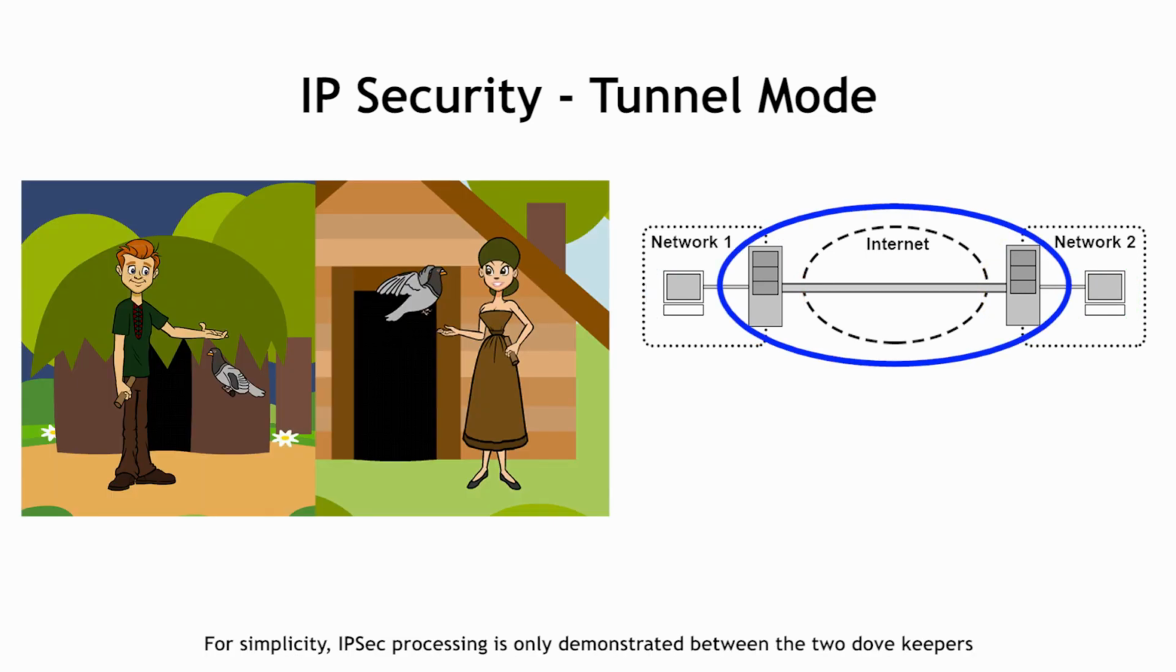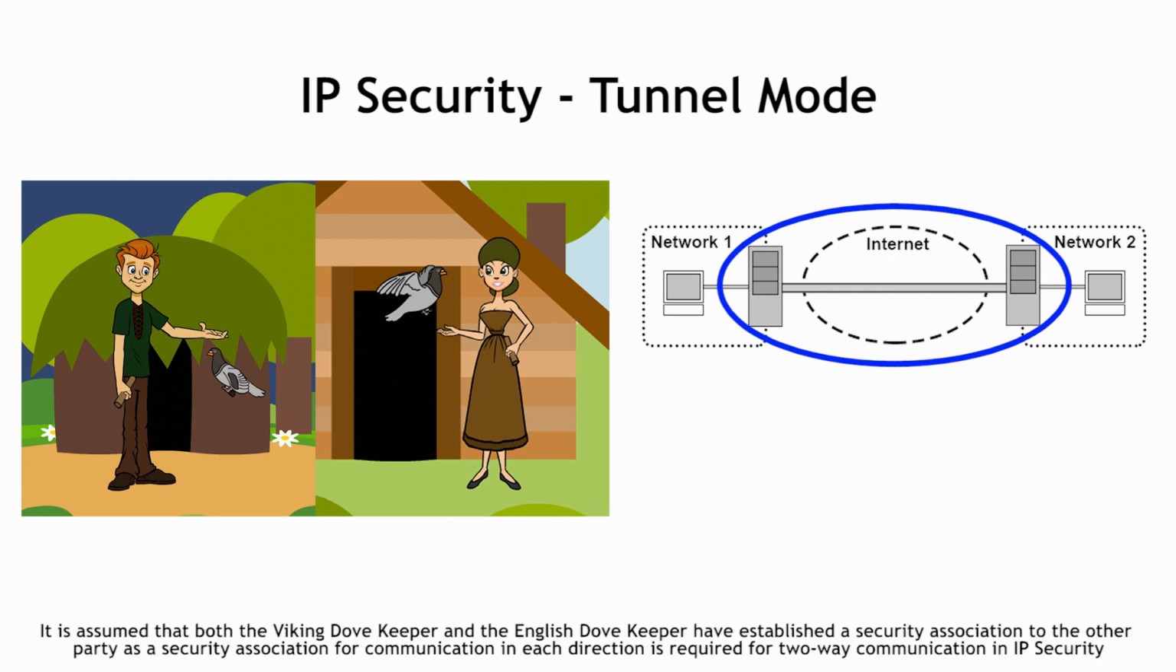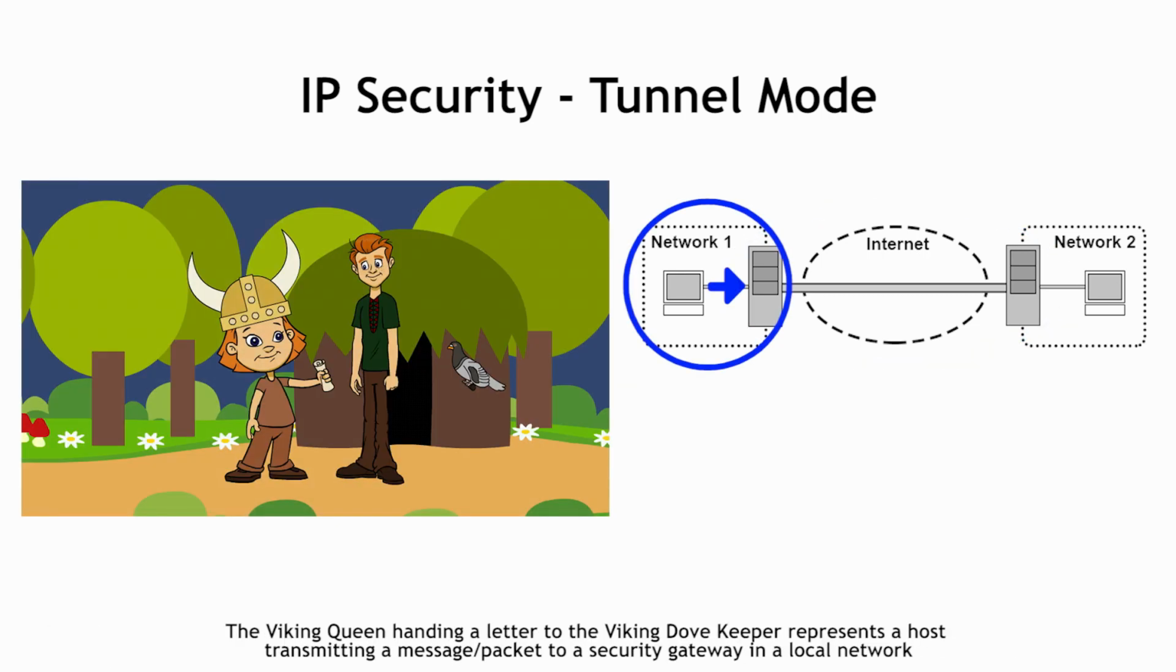For simplicity, IPsec processing is only demonstrated between the two Dove Keepers. It is assumed that both the Viking Dove Keeper and the English Dove Keeper have established a security association to the other party, as a security association for communication in each direction is required for two-way communication in IP security. The Viking Queen handing a letter to the Viking Dove Keeper represents a host transmitting a message or packet to a security gateway in a local network.